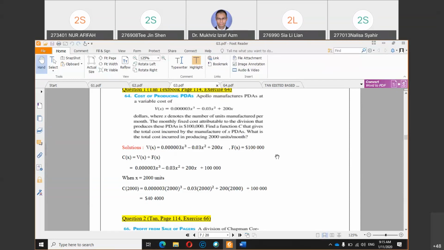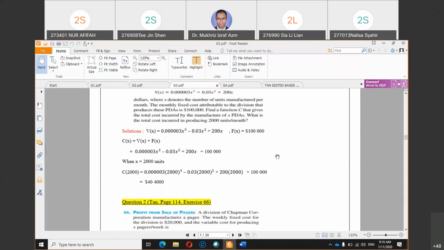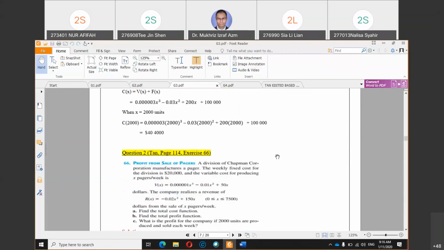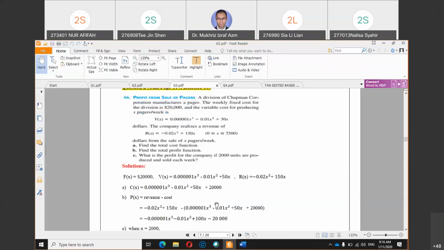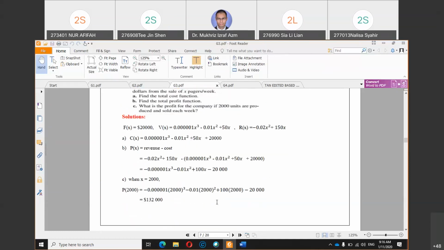Okay, so I think this is quite straightforward as well. Okay, also from the textbook. I think the next one is also on TR minus TC, right? Yes. So you have the revenue function, almost identical, where for the cost you add another constant, which is the 20,000 here, and then you solve for the question.